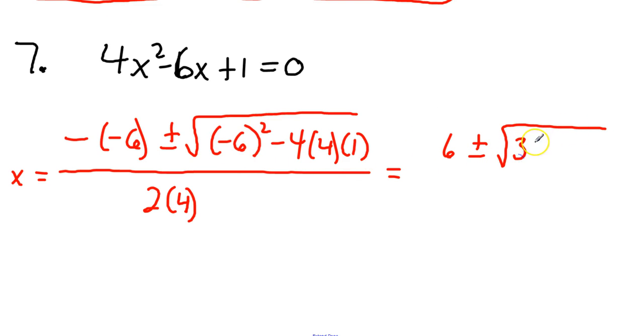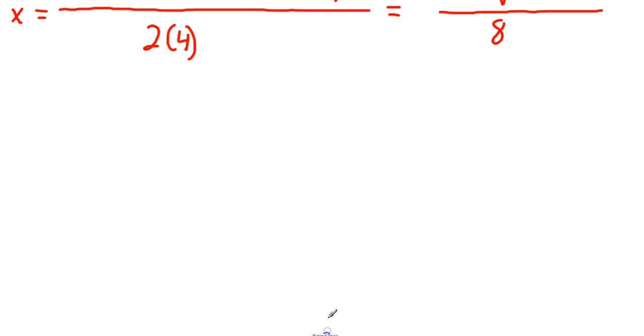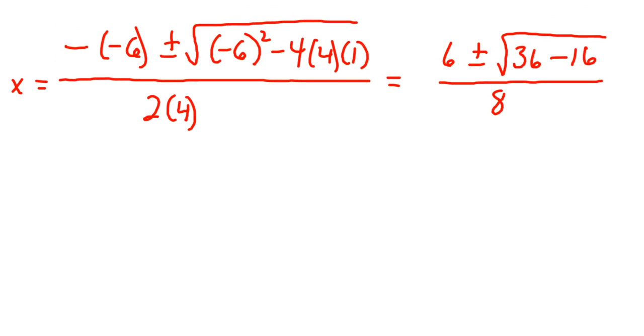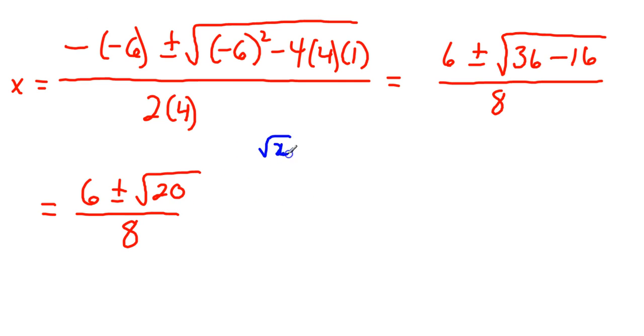Negative 6 squared is 36. 4 times 4 is 16. Minus 1 is still 16. Over 8. So that's 6 plus or minus the square root of 20 over 8. Okay, and for this one, different than the other one, when you break down the square root of 20, that one does have some parts you can break off of it. If you take 20 and break it down, you can make it 4 times 5. And with the 4 times 5, you can take the perfect square root of the 4. So we really can make this 2 square root of 5.